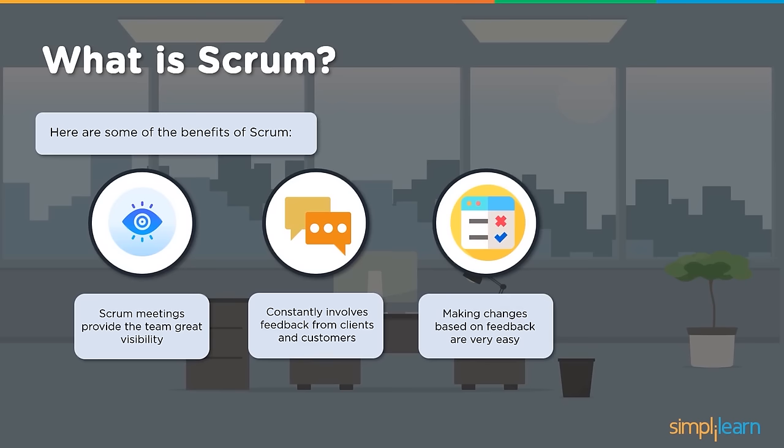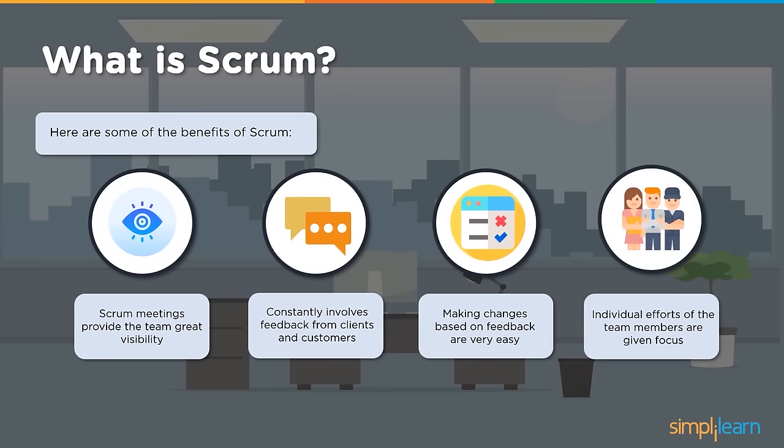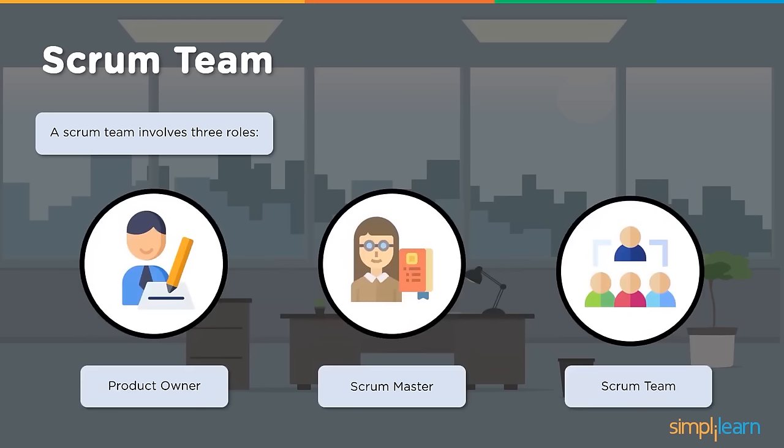Individual efforts of the team members are given focus. Yes, individual effort is essential. At the same time, each team member cross-skills. We call it a self-organizing team, as I mentioned earlier. Each team member will have different skills and capabilities, and cross-skilling within the team is encouraged, so that ownership on individual deliverables, and the team as a whole working together to deliver features and functionality, can also be accomplished. Then the Scrum team involves the product owner, the Scrum Master, and then the Scrum team.